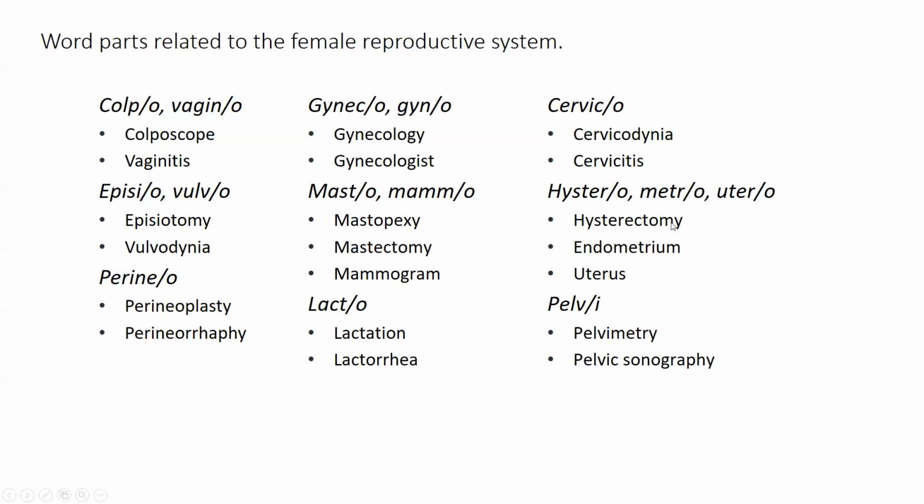The endometrium, as I mentioned, EM is a tissue that's inside the uterus. It's the inner lining of the uterus. And of course, uterus from utero. Pelvi refers to the entire pelvis. Pelvimetry would be measuring the pelvis, specifically measuring the pelvis to make sure that it's wide enough for that particular fetus's head and shoulders to make it through. You can do pelvic sonography, so that would be a procedure to use sound waves to view the pelvis.